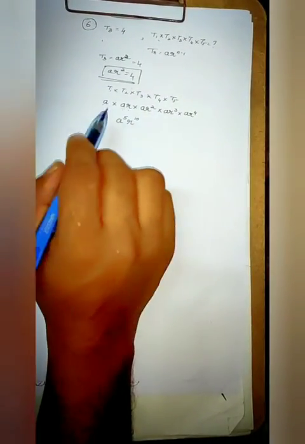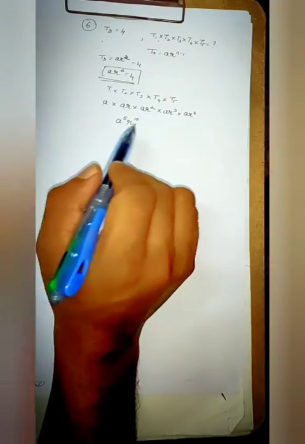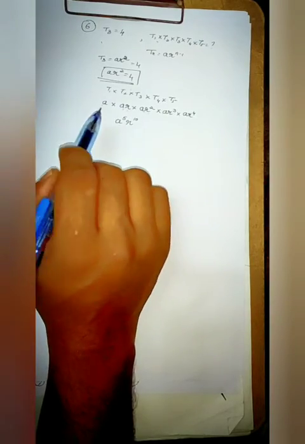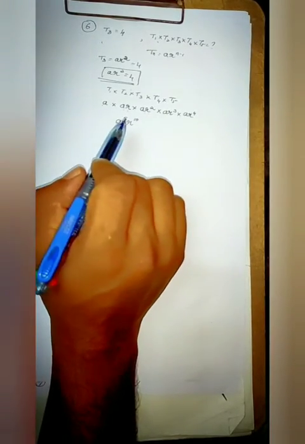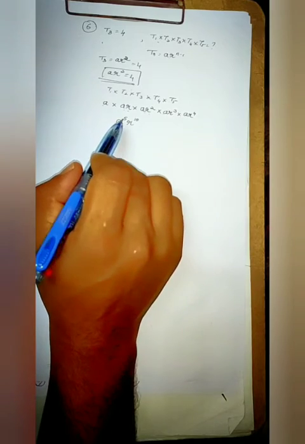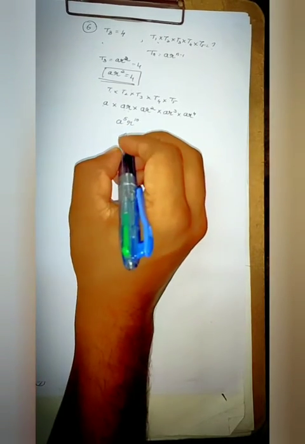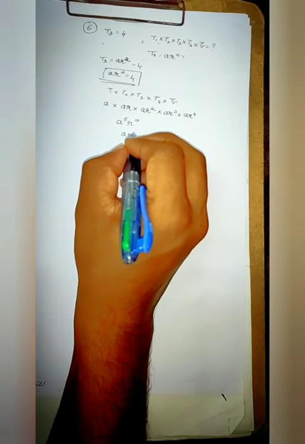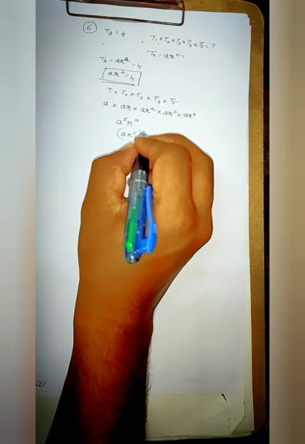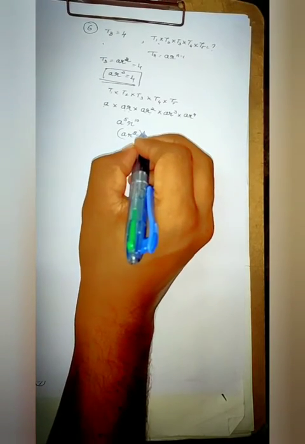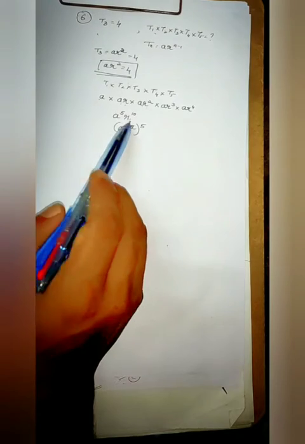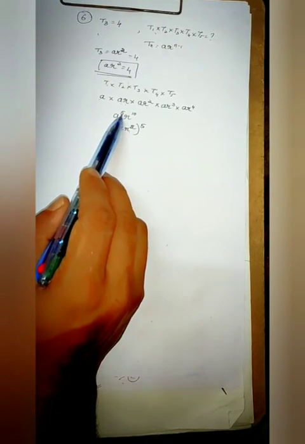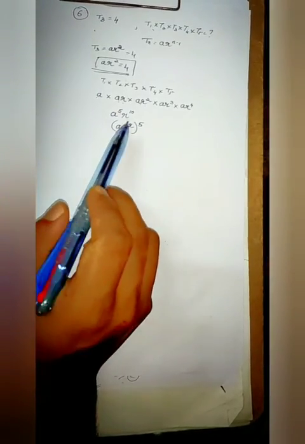Since it is multiplication, I need to add up the powers. That's what I'm doing here. If you remember the laws of exponents, if there is multiplication, add the powers. If there is division, subtract the powers. So it will be A to the power 5 and R to the power 10. Then I can take their powers common and write it as (AR square) whole to the power 5. You can see if 5 is multiplied inside, it will be A to the power 5 and R to the power 10. What I've done is just taken the 5 common outside the bracket.